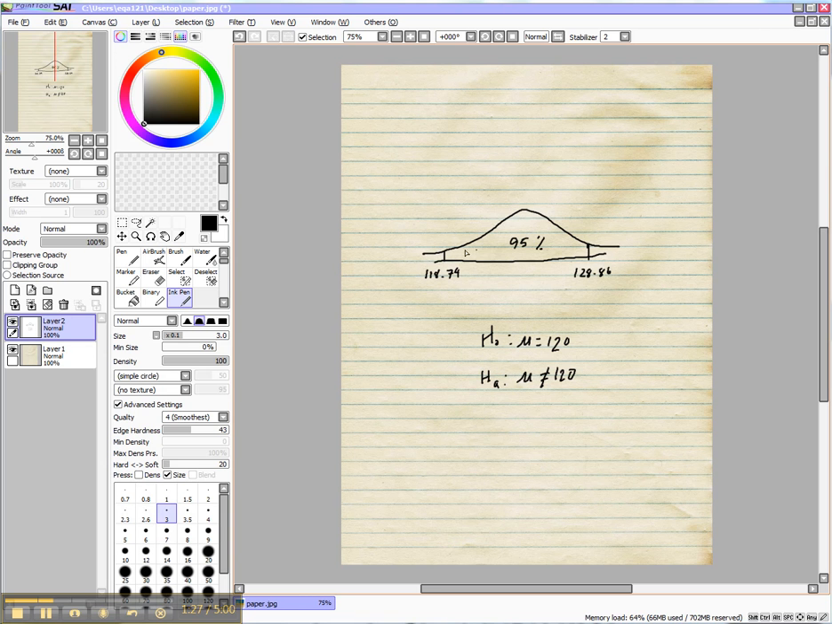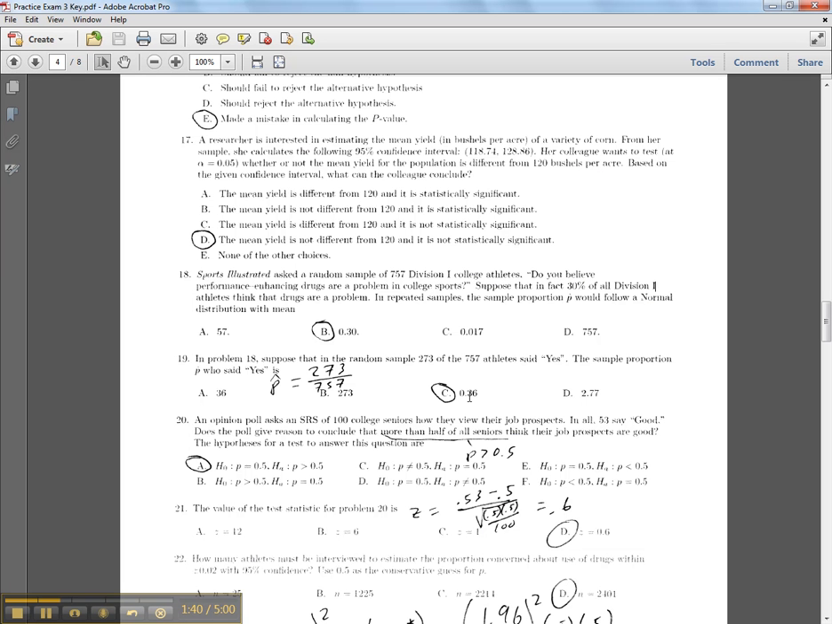So combine this left side and this right side. This is 0.025 and 0.025. Combine those two, that's 5%, and then the middle is 95%. So going back to the question, it says, based on the given confidence interval, what can the colleague conclude? Well, check this out.